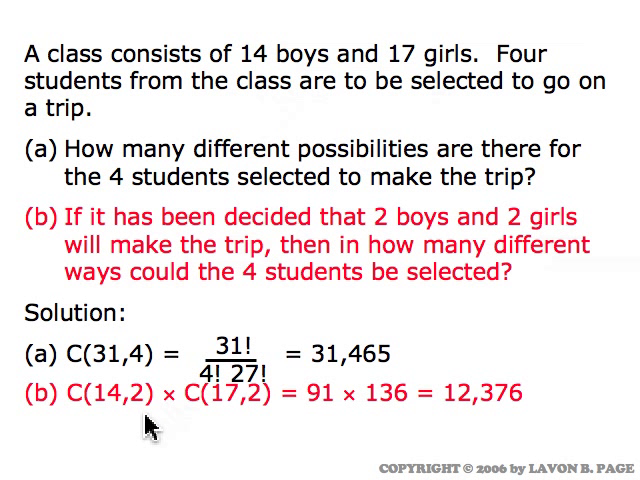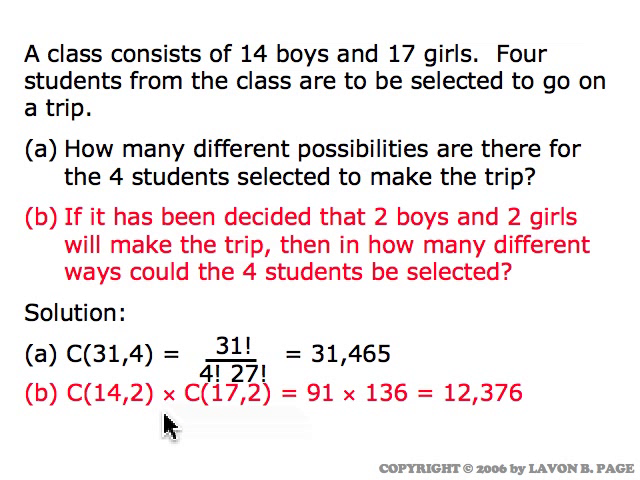We have to pick 2 of the 14 boys, and we can use the combinations formula to count the number of ways of doing that. Then we have to come along and pick 2 of the 17 girls. We can use the combinations formula again as a way of counting the number of ways of picking the girls. But finally, I have to then multiply those 2 numbers. Why do I multiply? Well, it's just the multiplication principle all over again, isn't it? If I can pick the boys in this many ways, and if I can pick the girls in this many ways, then the number of ways of picking the 2 boys and the 2 girls is the product of those 2 numbers.